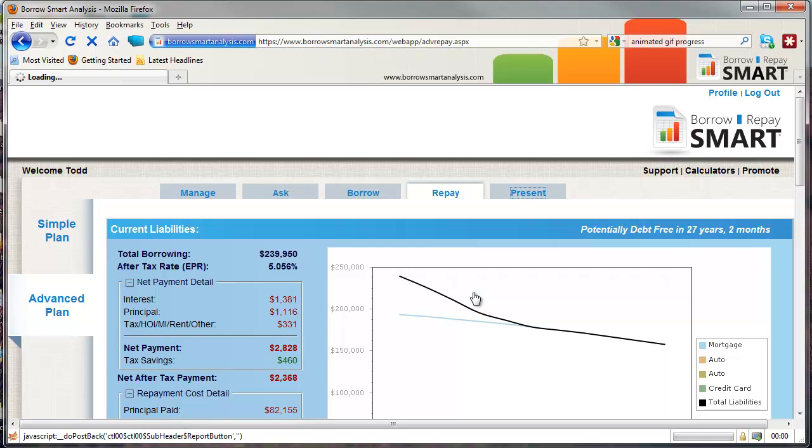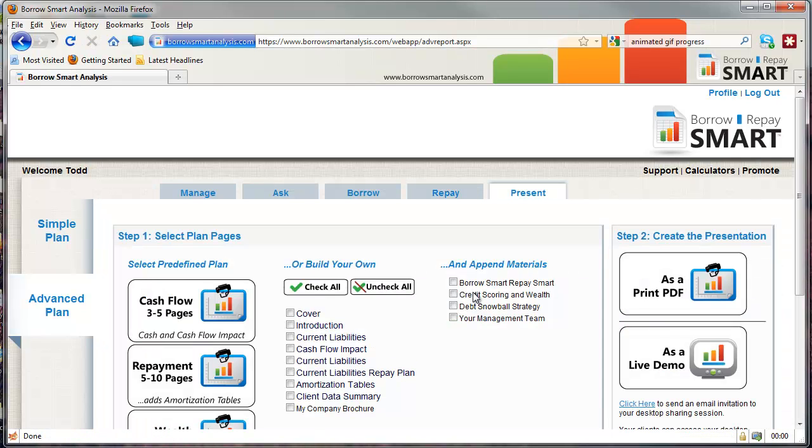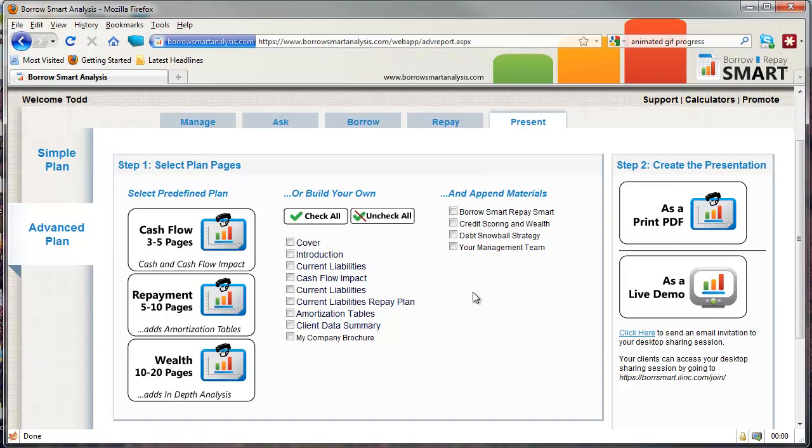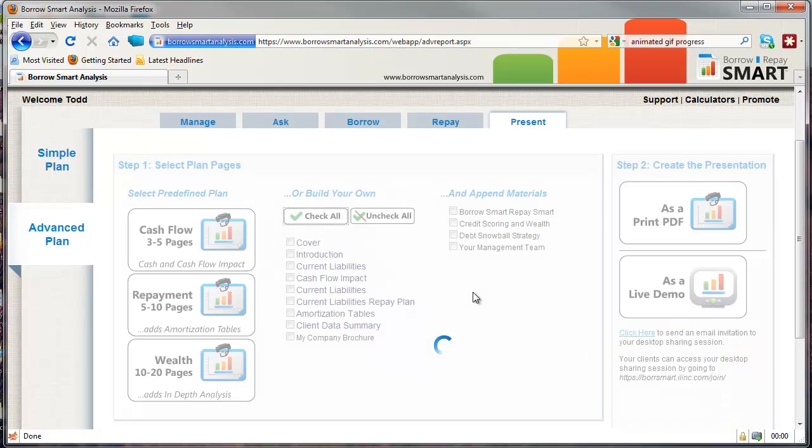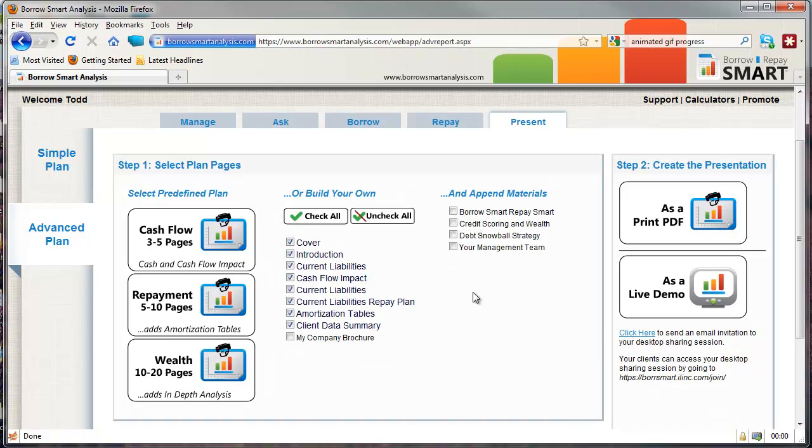He then comes over to the Present tab. And what's cool about this, again, is because nothing was selected on the Borrowing tab, there are no proposals for new debt. It's just going to show the liability repayment strategy when he creates that report for his client. So he can check all here, and it's going to create a nice report for them with AM tables and everything, showing the debts and when they pay them off.